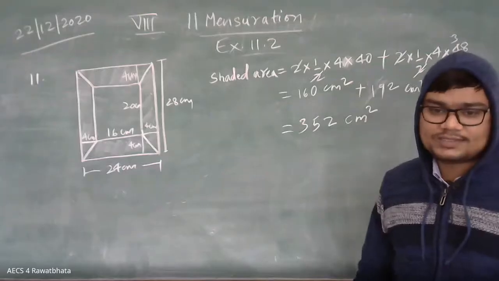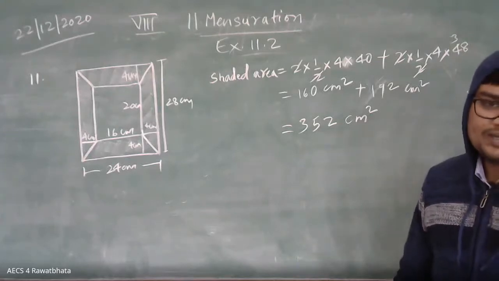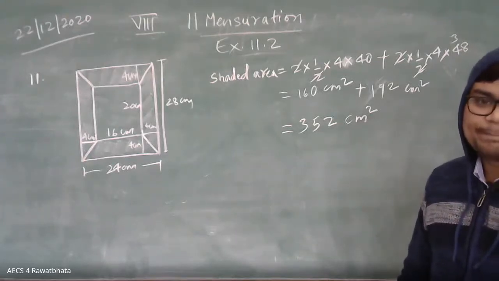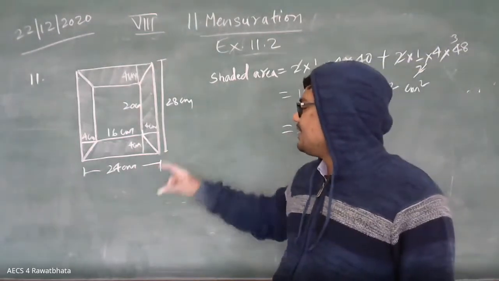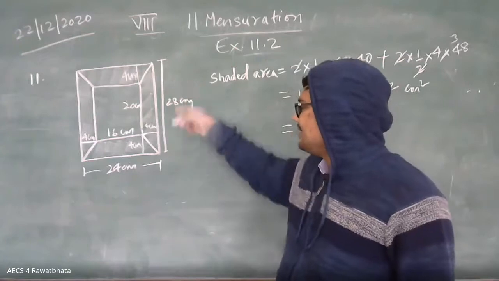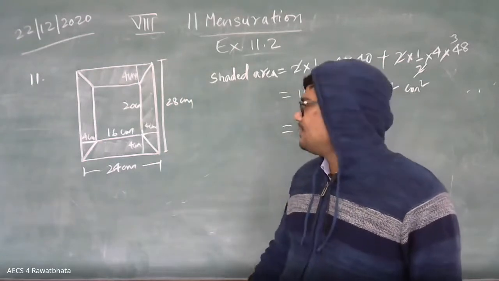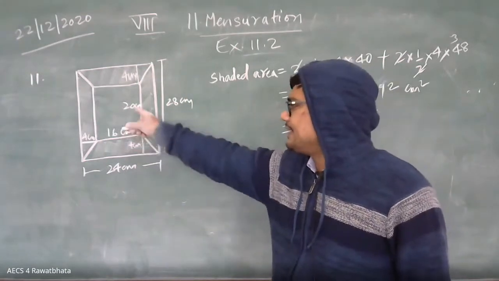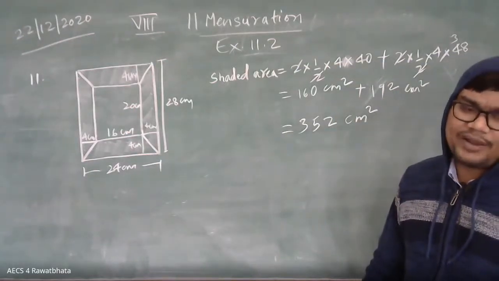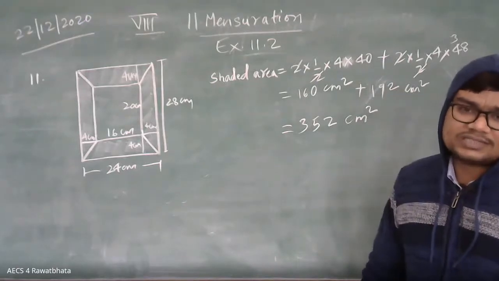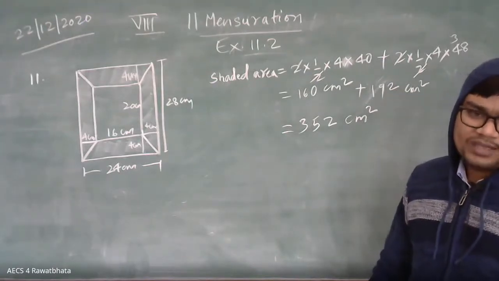All of you understood this? Yes, sir. No, sir. Let me explain once again. This is a picture frame and its dimensions are given. This is 24 centimeter and this is 28 centimeter, and the inner dimensions are 16 centimeter and 20 centimeters. There are 4 sections in this frame, and the opposite sections, or the trapeziums, are equal.